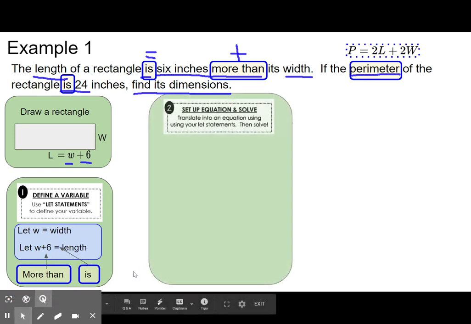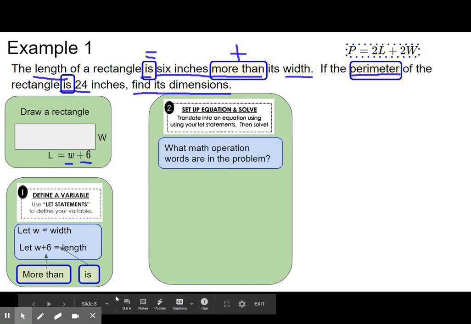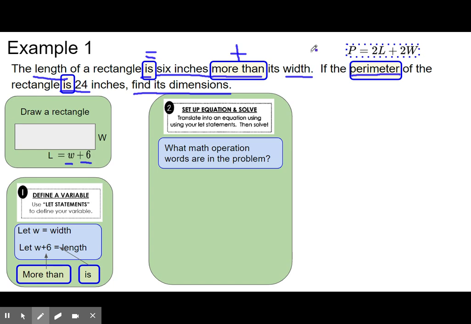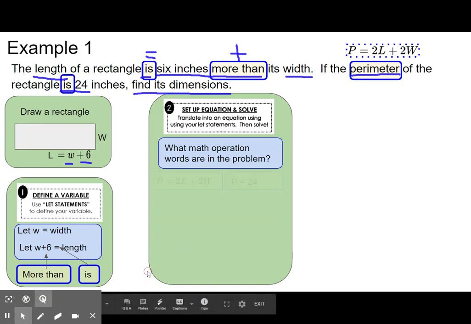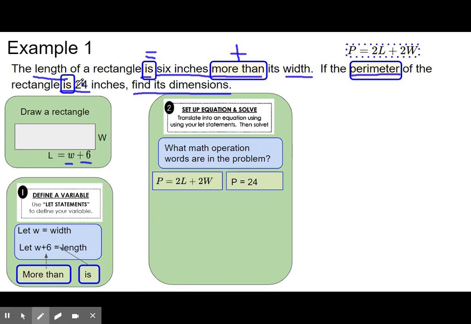Next step, let's write an equation and solve. What math operation words are in the problem? I pretty much used most of them already. I used the is and the more than over here to get the length. Here's the equation for perimeter. Let's plug everything in. Perimeter is 24. Is. That came from here. That was some more of my math words in the problem, my operation words.